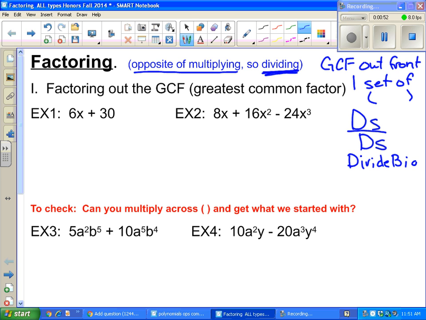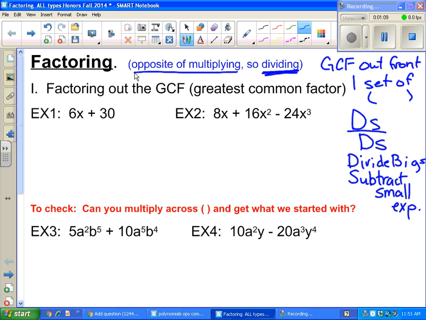So I want you to think about dividing big numbers. Notice that I put the D as a big D. So we're going to divide the bigs, and we're going to subtract the smalls. What I mean is we're going to subtract the small exponents, which follows our exponent rules: if you have a top and a bottom exponent, you subtract them. So we're going to divide the bigs and subtract the smalls.